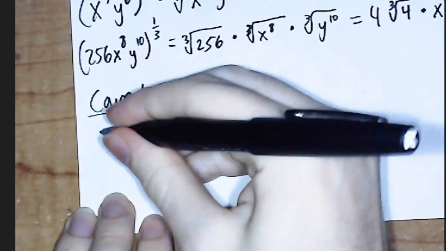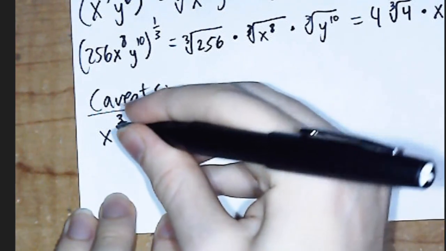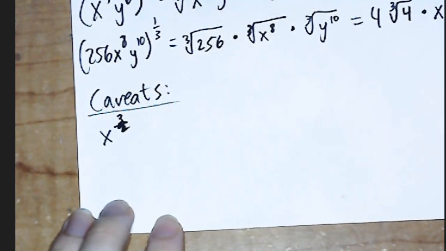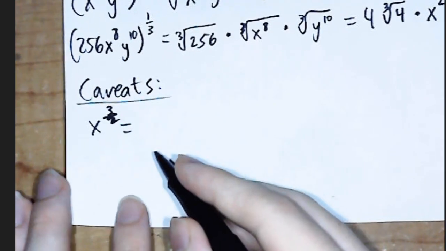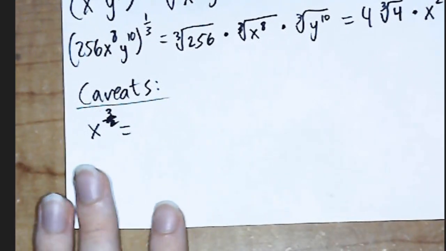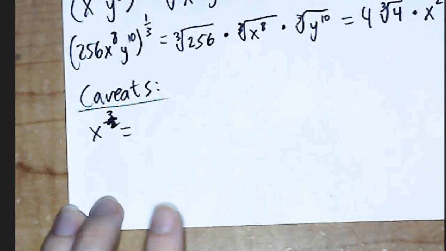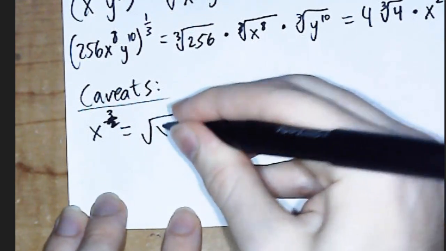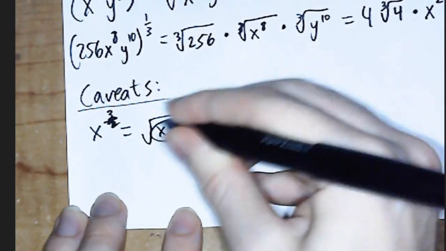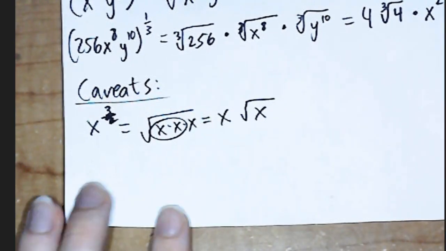The first one that we're going to look at is x to the 3 halves. And this does not behave as it normally should. So we can do this out normally. Everybody take a moment and write what this would normally be in radical form. So we should get the square root of x times x times x, and we have 1 group of x's to pull out and 1 left over, so that should give us x square root of x.